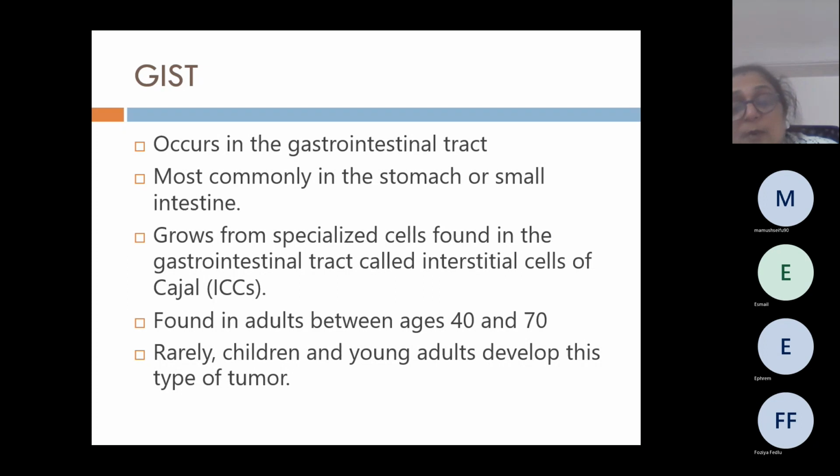It grows from very specialized cells which are found in the GI tract called interstitial cells of Kajal, that is ICCs. So the type of cells which are involved are called interstitial cells of Kajal. This GIST is found generally in adults between the age of 40 to 70. They are very rarely seen in children and young adults.